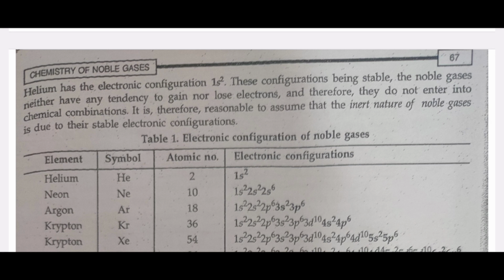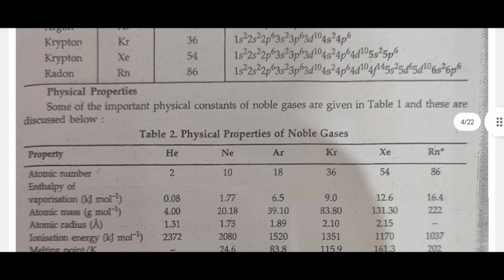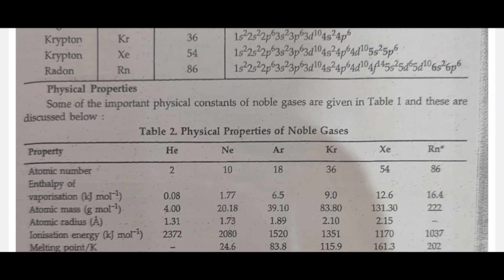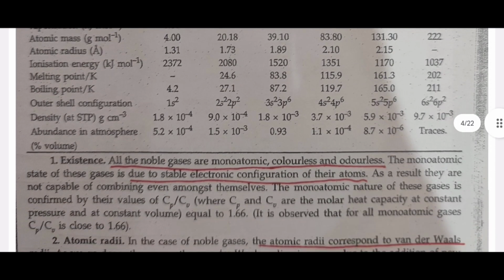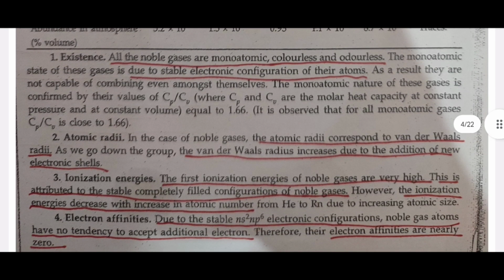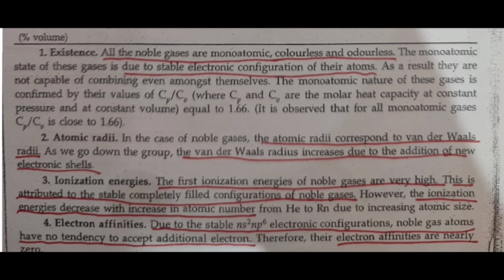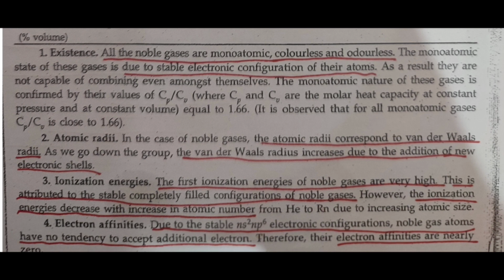General characters of noble gases: electronic configuration. Except helium, the atoms of noble gases have 8 electrons in the valence shell, and the general electronic configuration of noble gases except helium may be expressed as ns2np6. Helium has the electronic configuration 1s2. These configurations being stable, the noble gases have no tendency to gain or lose electrons. Therefore, they do not enter into chemical combination. It is therefore reasonable to assume that the inert nature of noble gases is due to their stable electronic configuration.